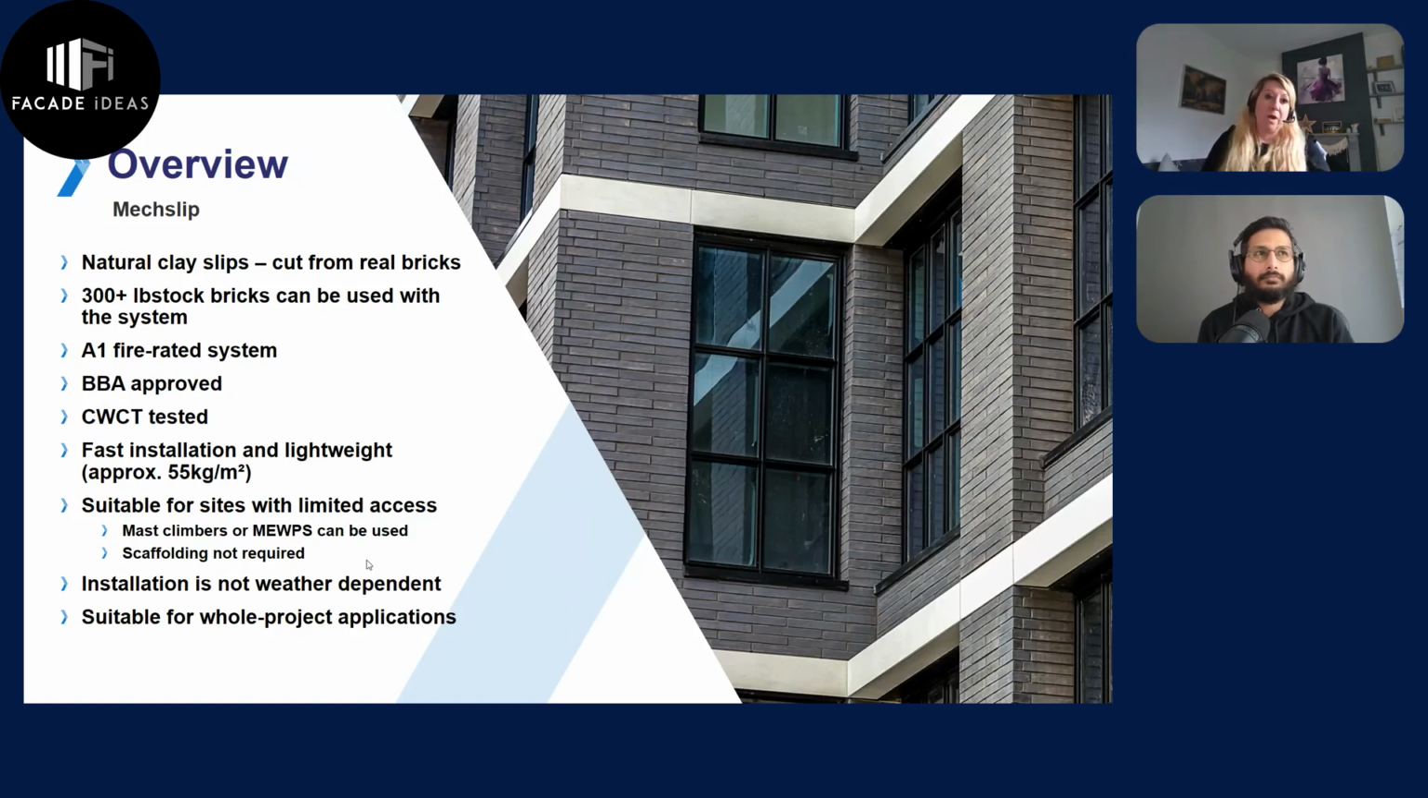So a quick overview, we use natural clay slips, it's A1 fire rated, we have full testing for it. The suitability is it allows for faster installation. It's a lightweight system, and it's not weather dependent as well. So other than the pointing, which we have to do above 3 degrees in the UK, we can install those brick slips at any time of the year.